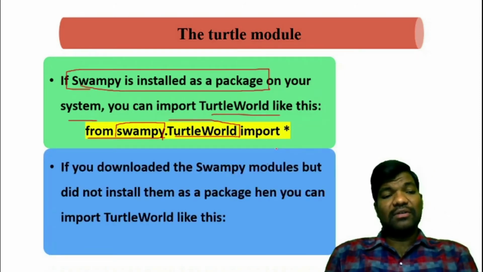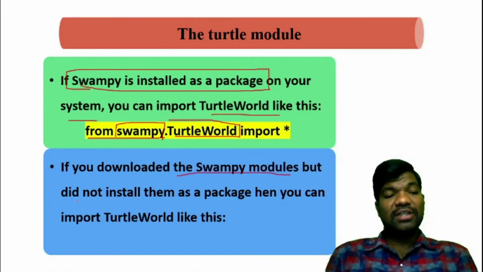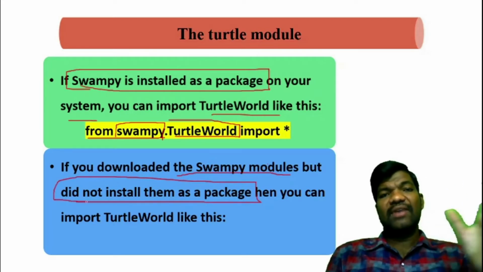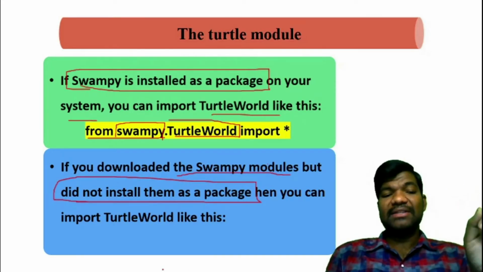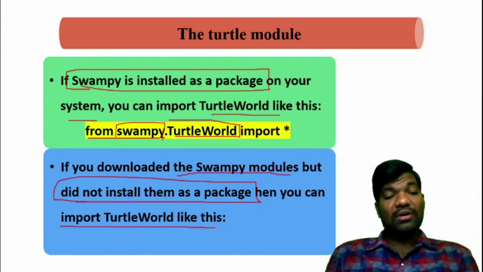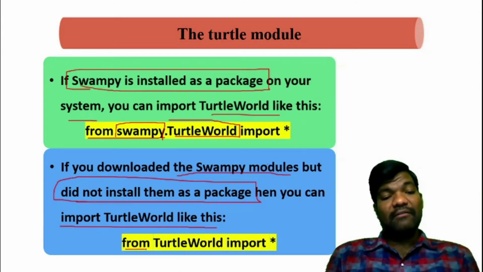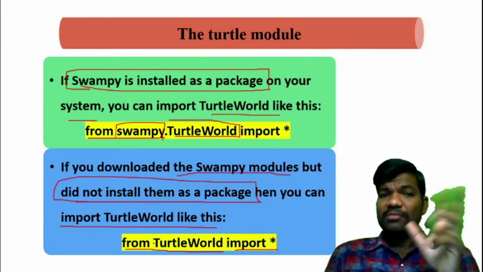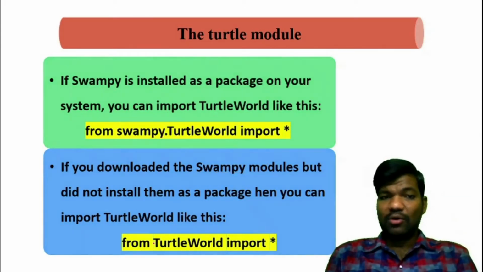Another method: if you downloaded the Swampy modules but did not install them as a package, then you import like this: from TurtleWorld import star. The same thing, Swampy dot is removed, right? So these are the 2 methods to import TurtleWorld in your program.